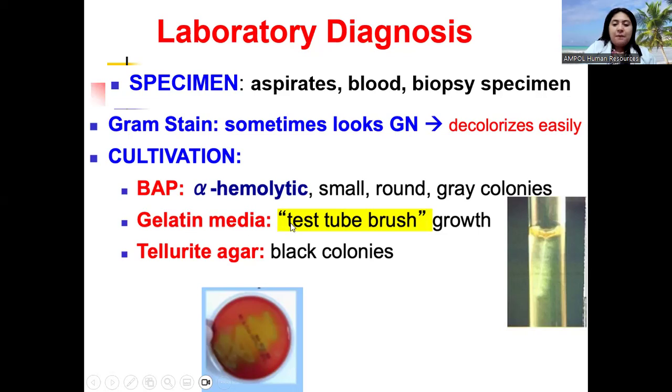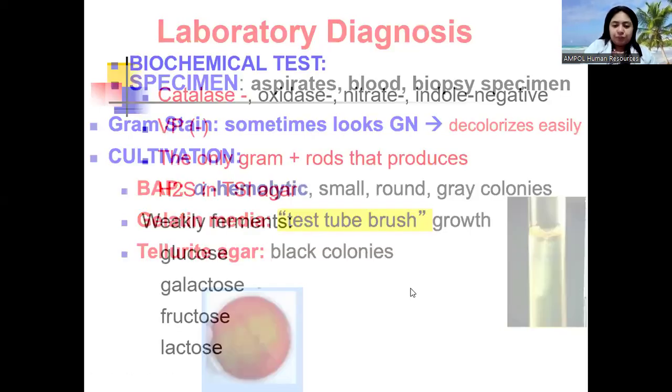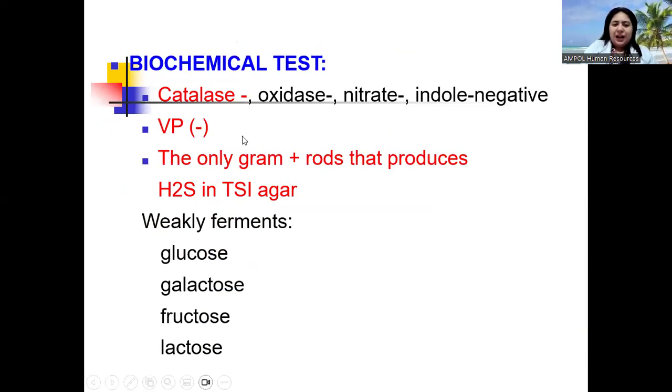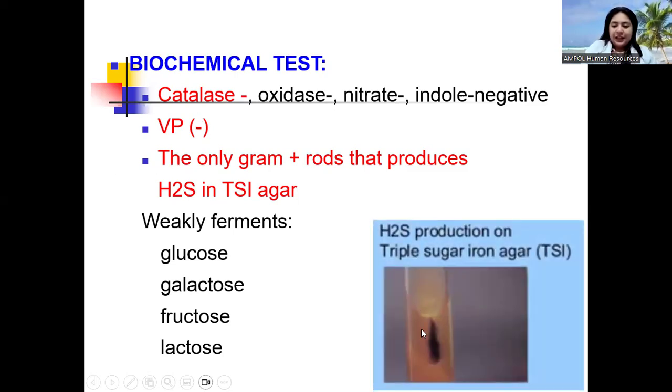In gelatin media, the growth is test tube brush. So if Listeria is umbrella, Erysipelothrix is test tube brush. Tellurite agar shows black colonies, the same as Corynebacteria. For biochemical testing, its distinct feature is that it is catalase negative. The only gram-positive rod that produces H2S in TSI and even in SIM is Erysipelothrix. So it is H2S positive, with blackening of the agar.